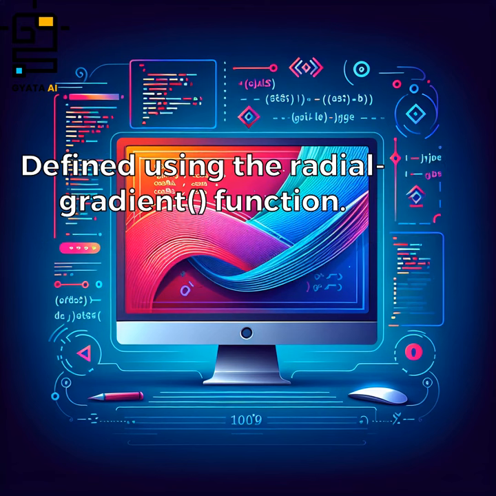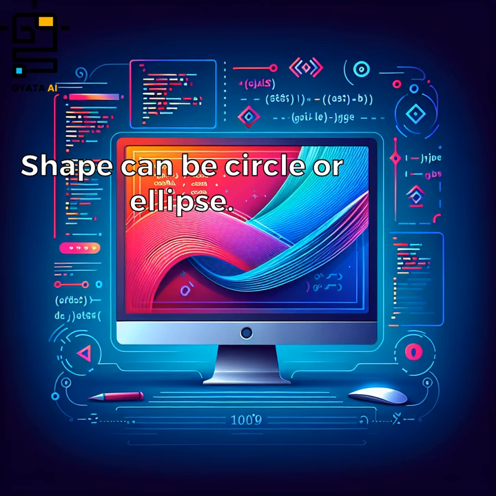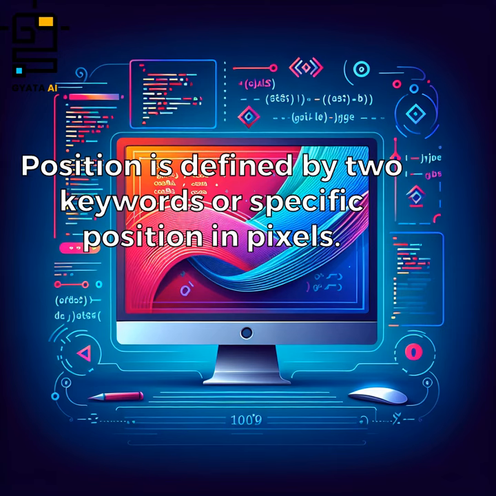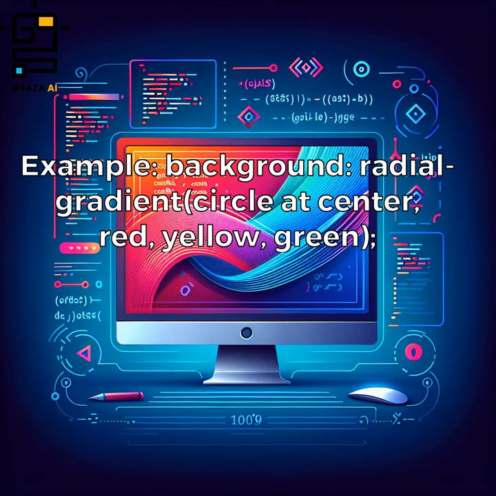Radial gradients are defined using the radial-gradient function. Shape can be circle or ellipse. Size can be farthest-corner, closest-side, closest-corner, farthest-side, or a length value. Position is defined by two keywords or specific position in pixels. Example: background: radial-gradient(circle at center, red, yellow, green).